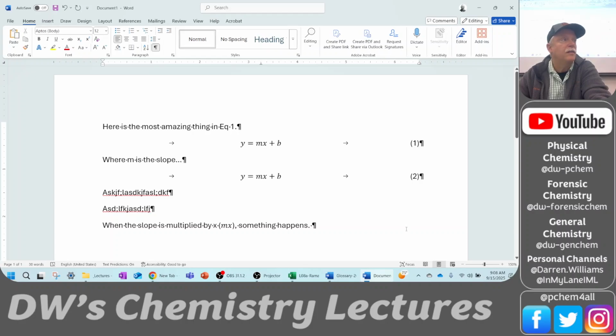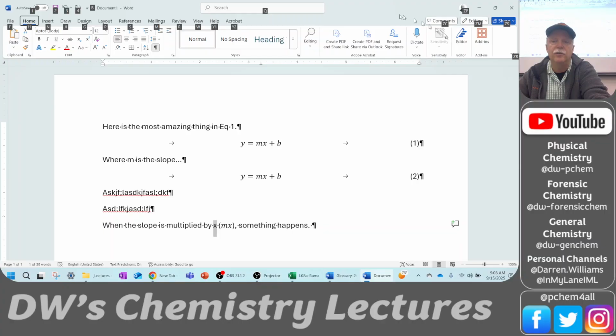Is that fine? Yeah, so you can see that. In fact, if you want this x to look like that x, you can come up here and highlight it. Now watch when you hit the Alt key. Look up here at the top. When I hit the Alt key, all of a sudden I get letters everywhere. See all those letters?